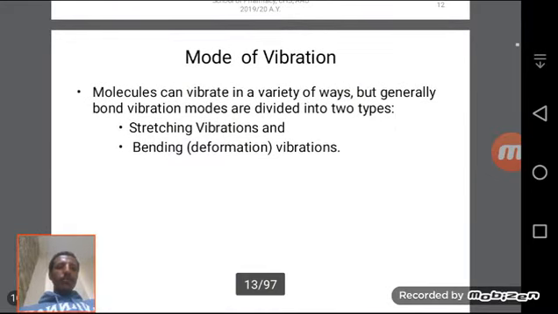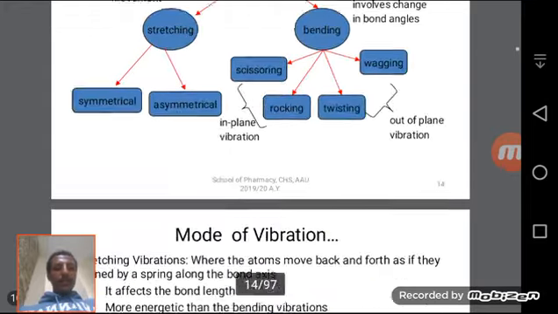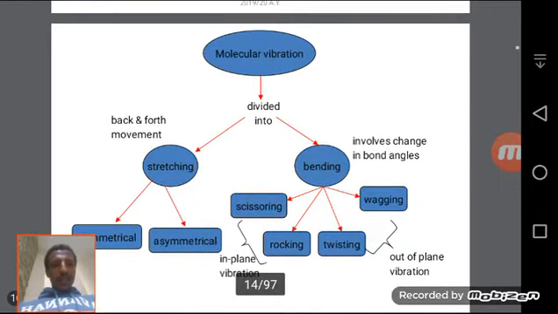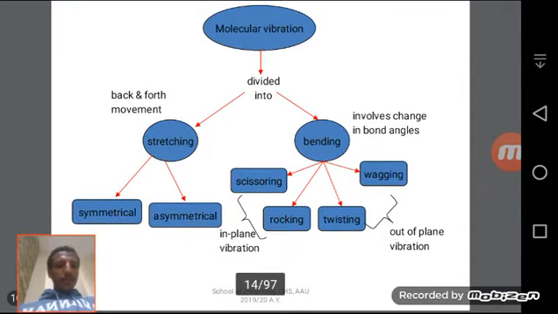Molecules can vibrate in a variety of ways, but generally bond vibration modes are divided into two types. The first one is stretching vibration, and the second one is bending or deformation vibration. Molecular vibration can be classified, as we have said, into stretching and bending. Stretching means back and forth, or lengthening or shortening of the bond length, and bending vibrations involve changing the bond angle.